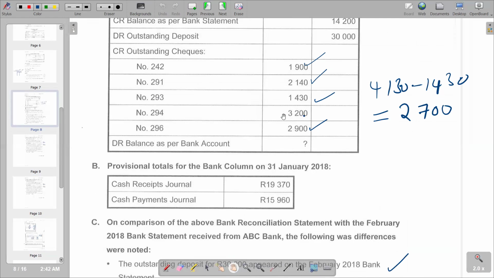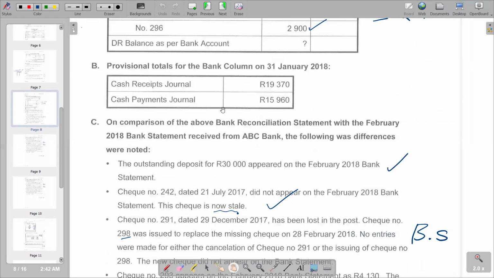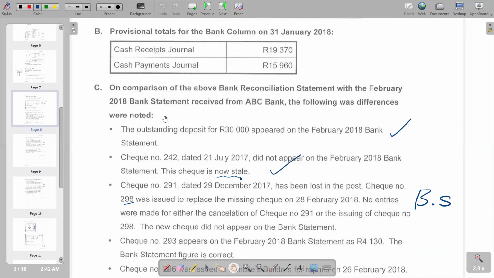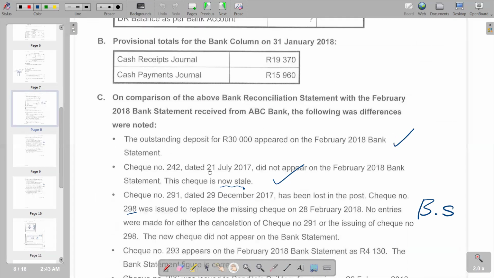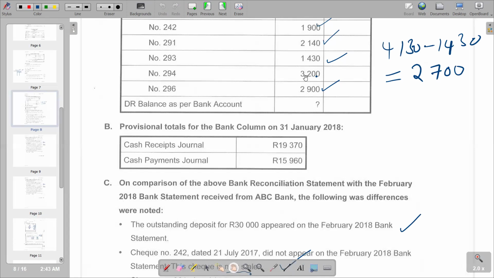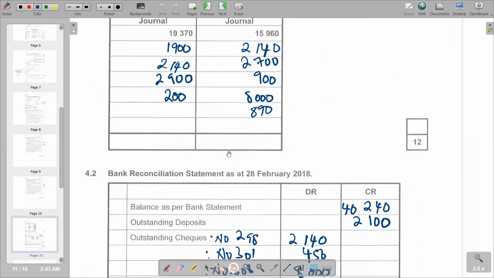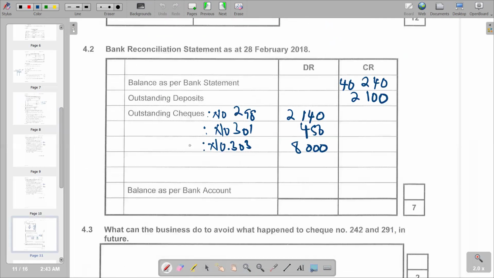So it means this one is still outstanding because it's not mentioned again under section C, where we've got the comparison of the above reconciliation statement with the February bank statement. Since it's silent, it means it's still outstanding. So you need to put it in the bank reconciliation as an outstanding check, check number 294, and we have an amount of 3,200. So this is what we have in terms of that part.